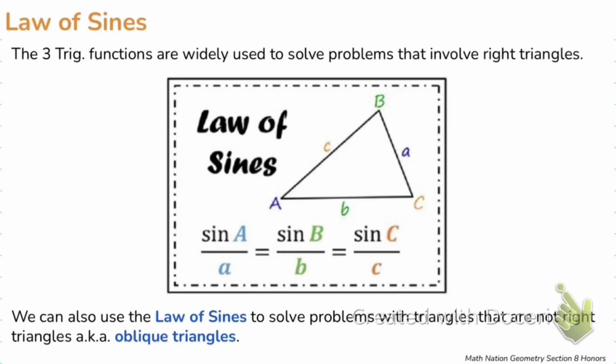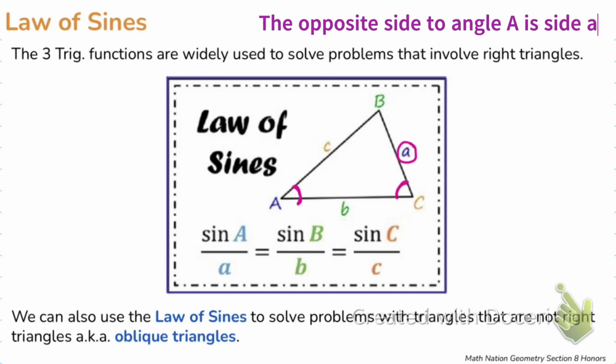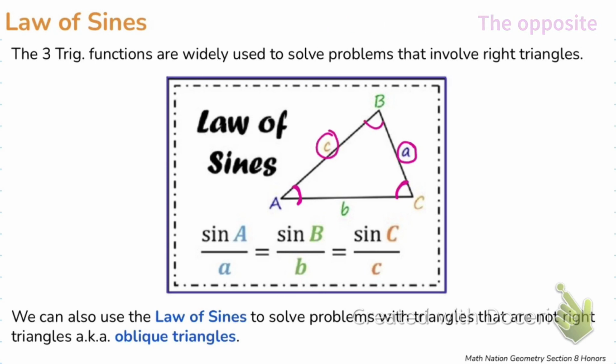The three trigonometric functions are widely used to solve problems that involve right triangles. And again, this is the law of sines, and you want to make sure you have this somewhere in your notes. Notice that if this is A, then this will be lowercase a. If this is C, then this will be lowercase c. And if this is B, we're talking about the opposite, right? So this one will be lowercase b.